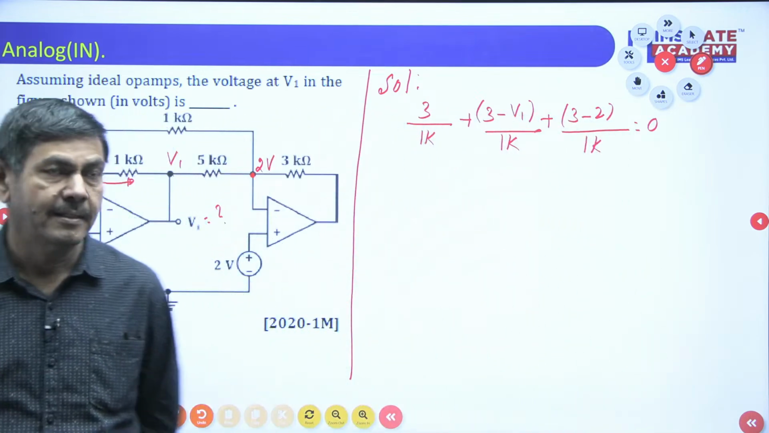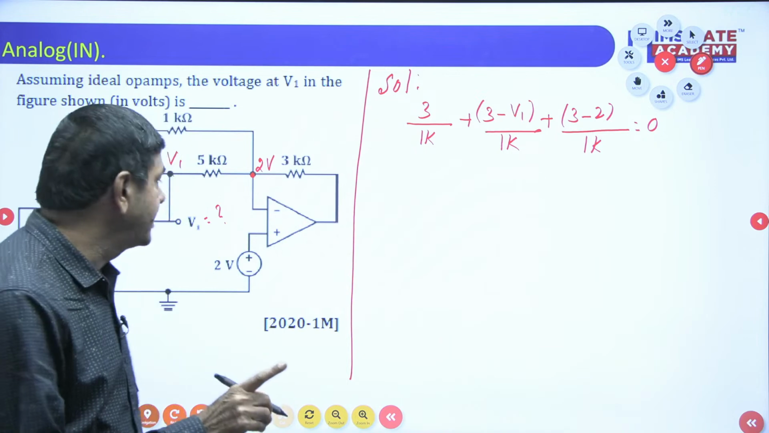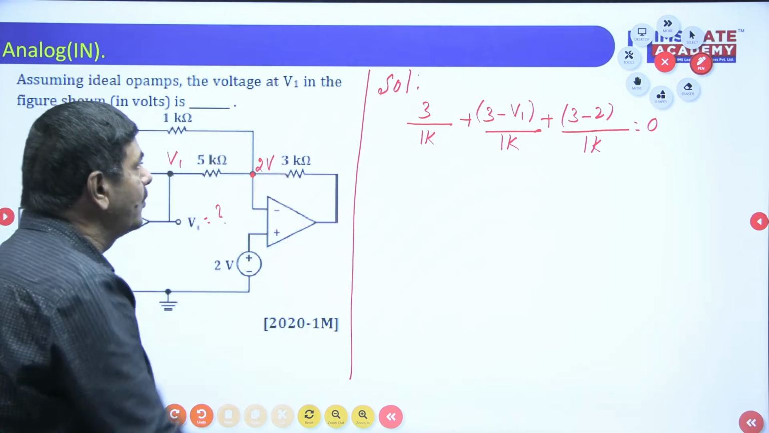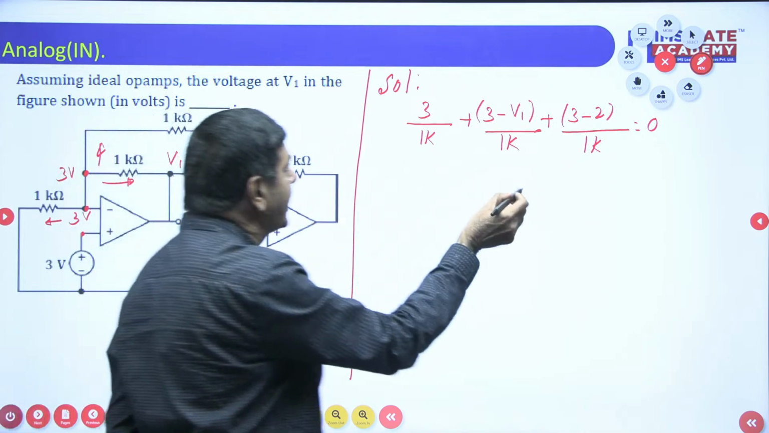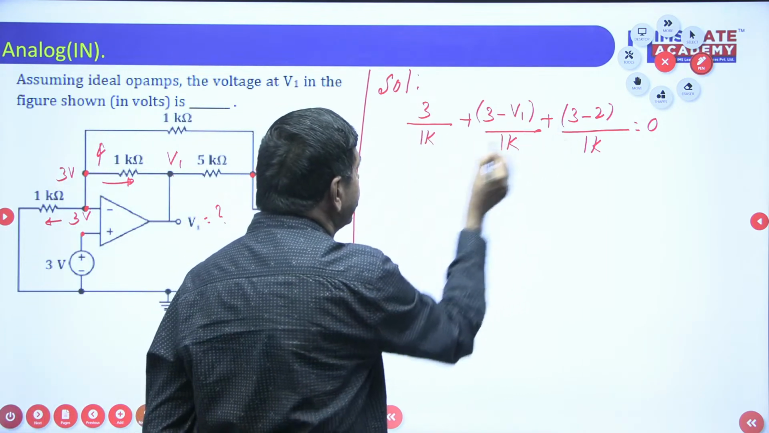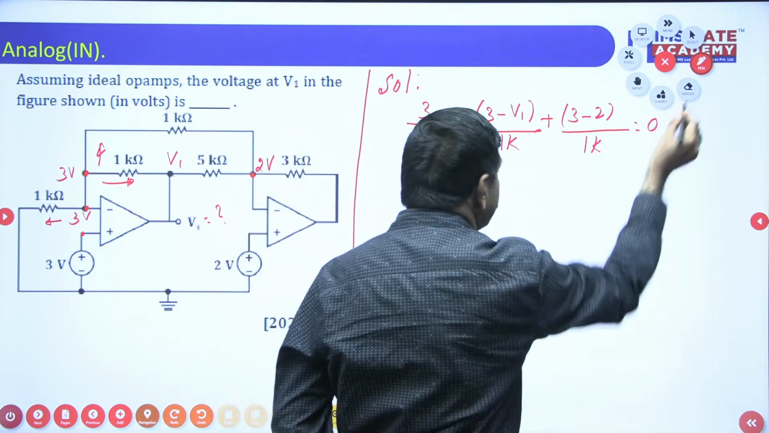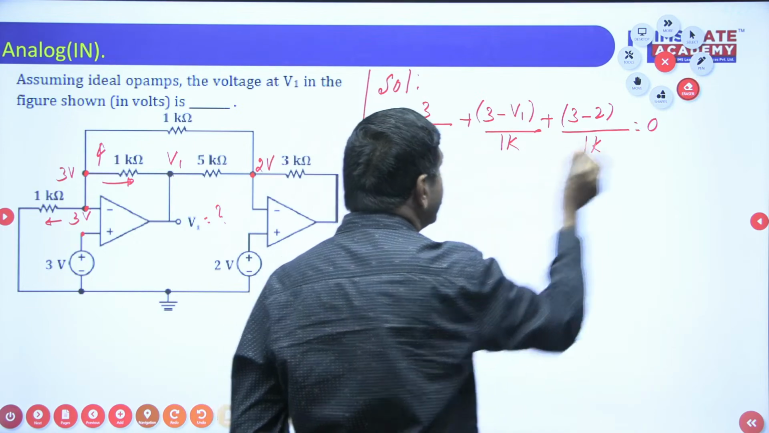Try to understand, I am applying nodal analysis here. This current plus that current equal to 0. 1K will be cancelled. 3 plus 3, 9. Sorry, here the 3 minus 2 is there, is it not? So what will I get finally?